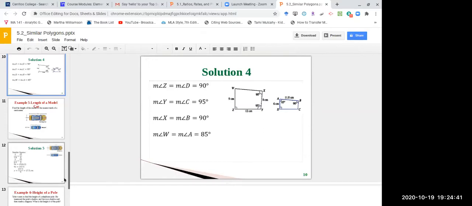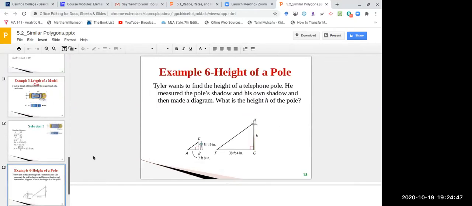One of the examples that I wanted to bring to your attention is this example here. Tyler wants to find the height of a telephone pole. He measured the pole's shadow and his own shadow, and then he made a diagram. Find the height of the pole. This applies if you have a pole, if you have a building. So you'll notice here, his height is one side of the triangle. His shadow is another side. The height of the pole and then the shadow cast by the pole.